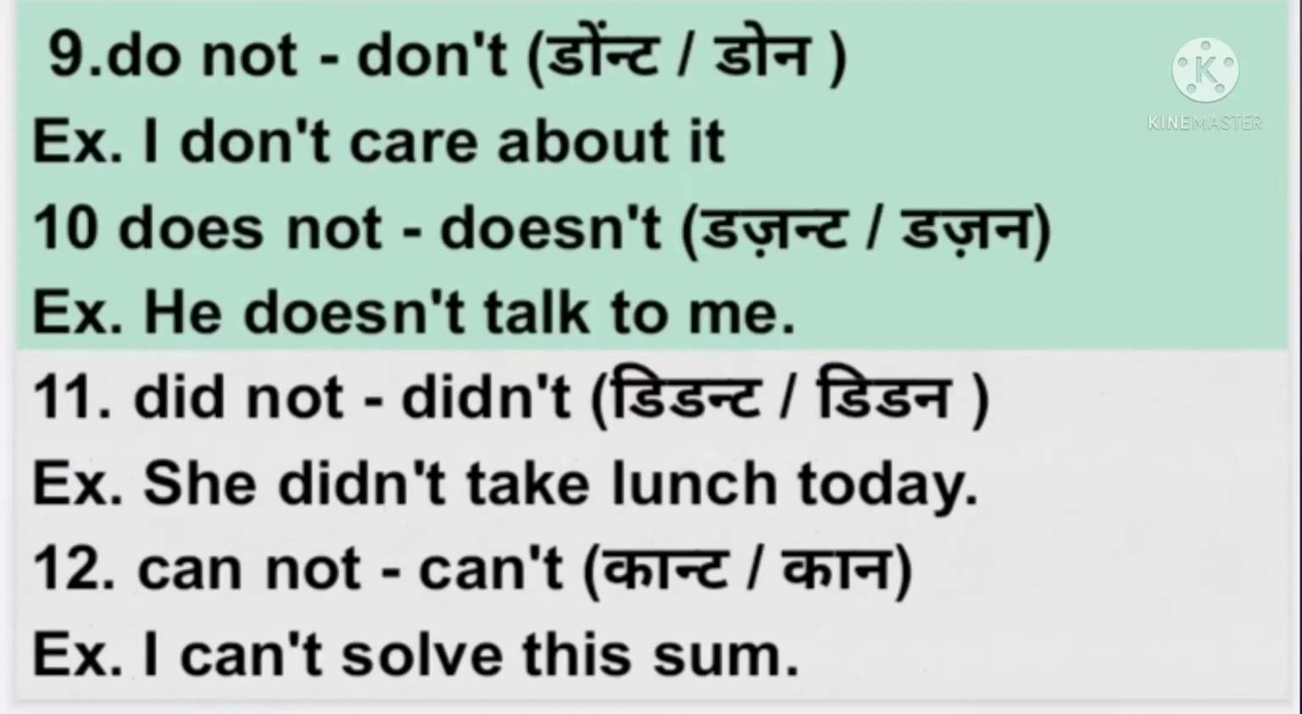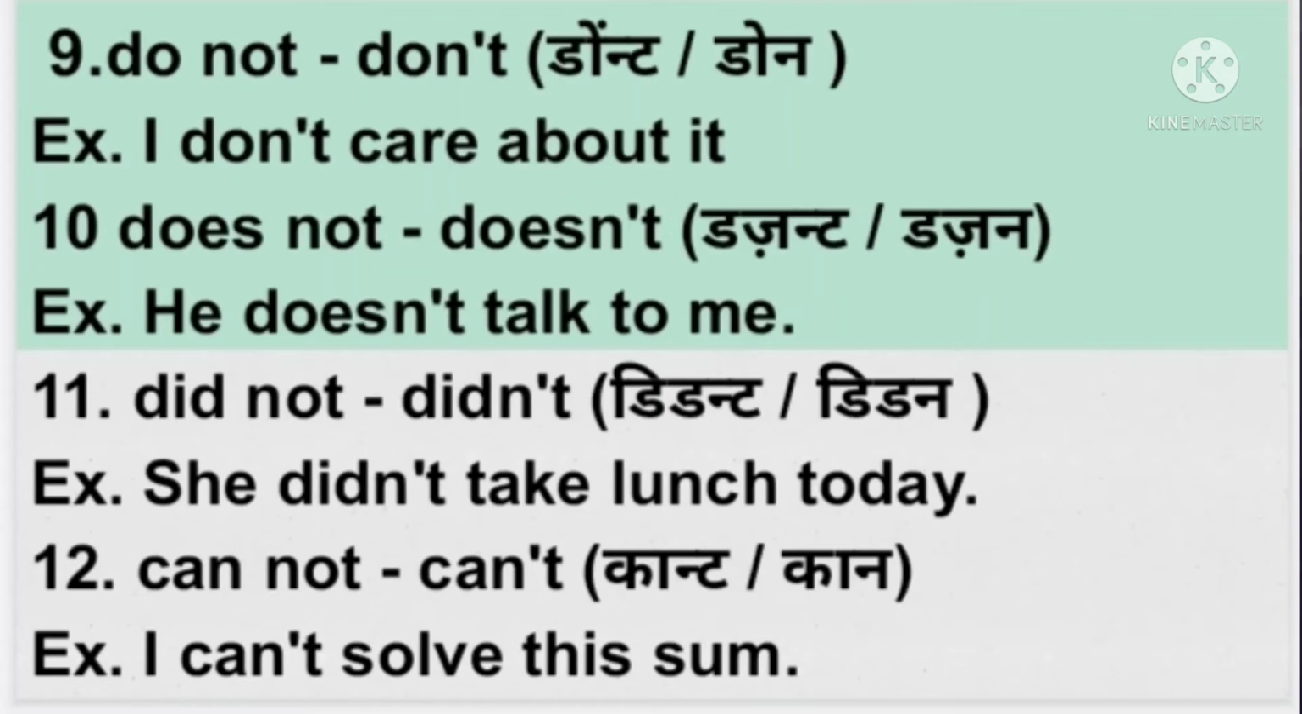Now next is "do not", and the contraction of "do not" is "don't". One pronunciation is the accent of American English, and the other is the accent of British English. The example is: I don't care about it. Next is "does not", and the contraction of "does not" is "doesn't". The example is: He doesn't talk to me.